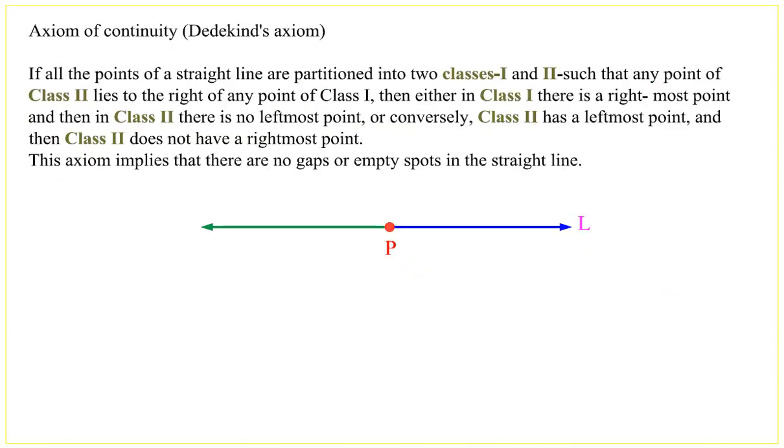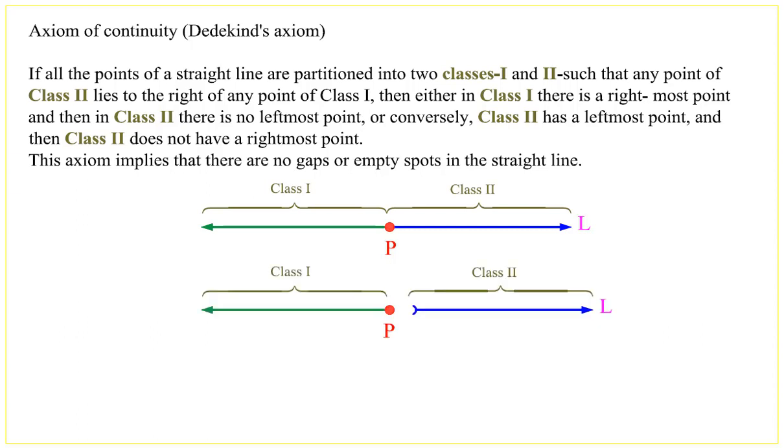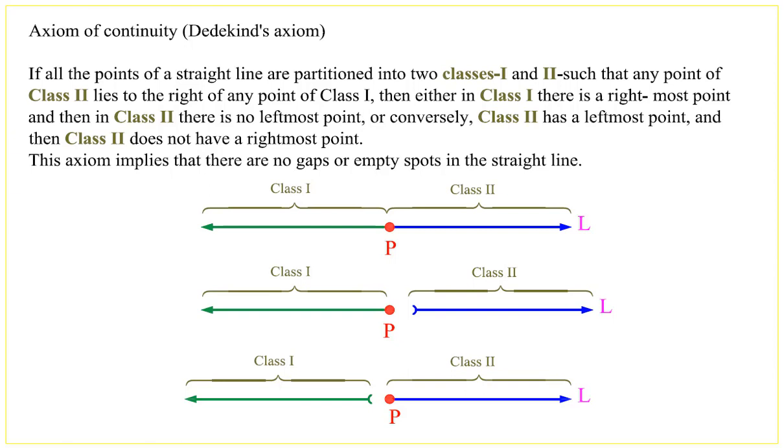Axiom of continuity, Dedekind's axiom. If all the points of a straight line are partitioned into two classes 1 and 2 such that any point of class 2 lies to the right of any point of class 1, then either in class 1 there is a rightmost point and then in class 2 there is no leftmost point, or conversely, class 2 has a leftmost point, and then class 1 does not have a rightmost point. This axiom implies that there are no gaps or empty spots in the straight line.